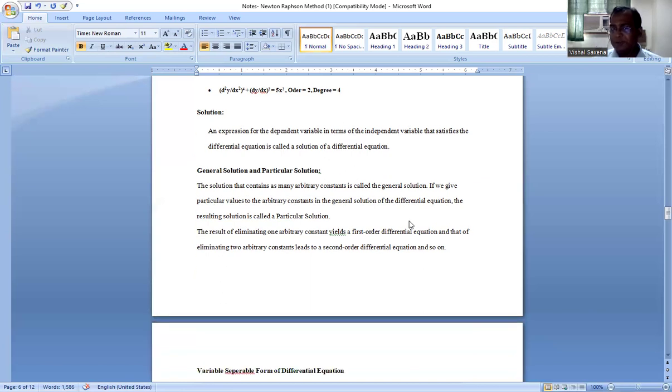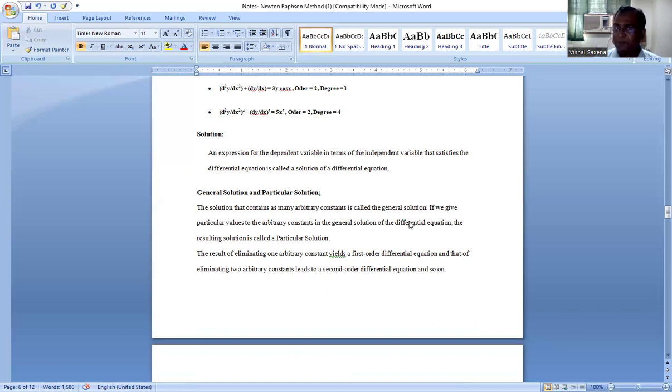Now, solutions of the differential equation can be divided into various forms. So first of all, we take the general solution. What is the meaning of the general solution in a differential equation? The solution that contains as many arbitrary constants as the order of the differential equation is called the general solution. So the solution that contains as many arbitrary constants is called a general solution.